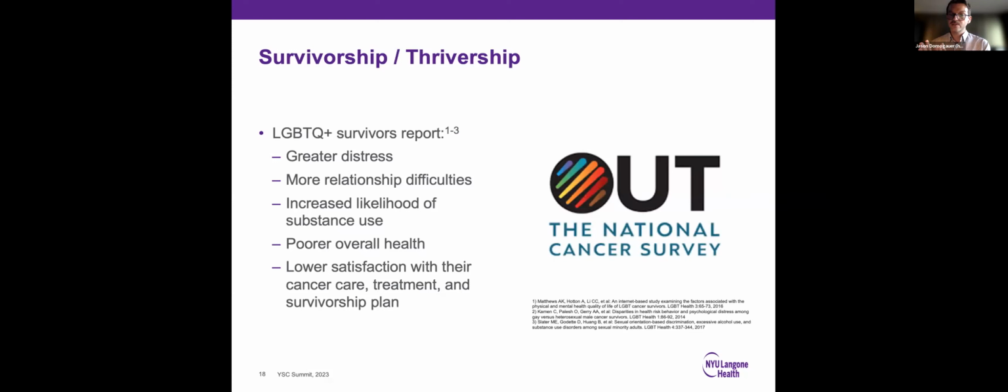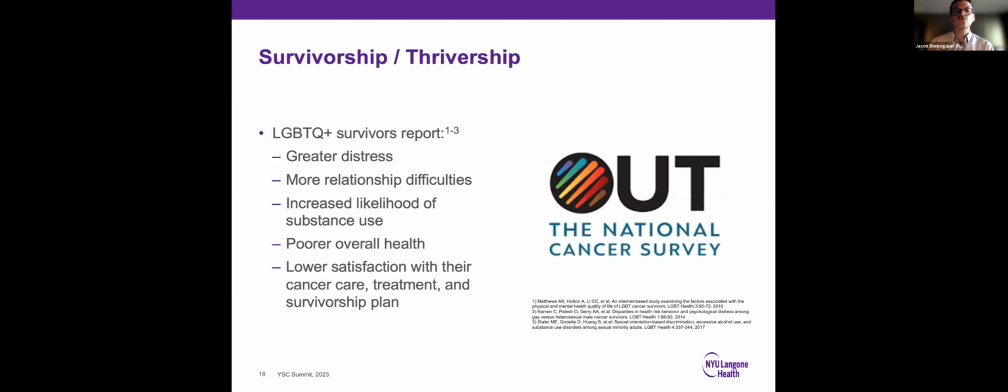And it's also the importance of survivorship, thrivership. For a person who's undergoing cancer treatments or has finished them, we really want to instill the importance of survivorship, thrivership, because cancer is just one aspect of the person's identity and their overall health. We want to ensure that they're being healthy regardless of that cancer diagnosis. But we do know that after cancer treatment has finished, LGBTQ plus survivors generally report greater distress, more difficulties with relationships, increased likelihood of developing substance use disorders, poorer overall health, and lower satisfaction with their cancer care, treatment, and survivorship.